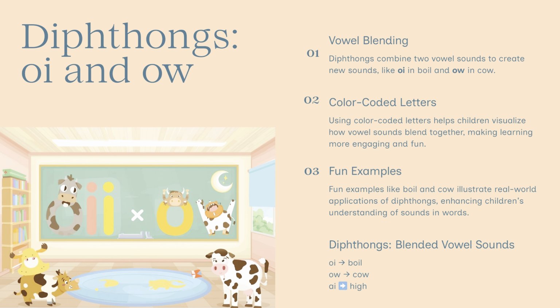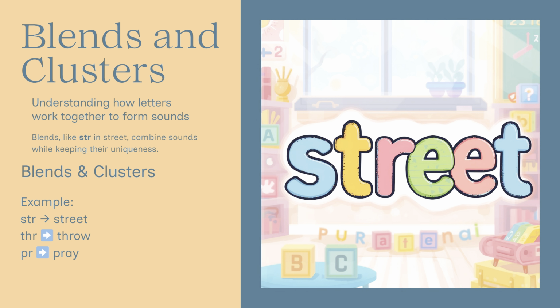For diphthongs, we're going to deal with that in the next module more. But the idea of diphthongs is that two vowel sounds combine to create a new sound. We have oi in boil and ow in cow. So we always want to use fun examples where we teach to help them illustrate real-world applications of diphthongs and enhance their understanding of sounds in words.